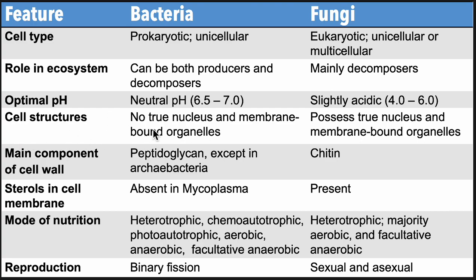Cell structures: the bacteria don't have a true nucleus and membrane-bound organelles. Fungi possess a true nucleus and membrane-bound organelles. For the cell wall, the main component of the bacterial cell wall is the peptidoglycan layer. This also differentiates bacteria based on gram-positivity, like if it's gram-positive or gram-negative, except Archaeobacteria. For fungi, they have chitin again.